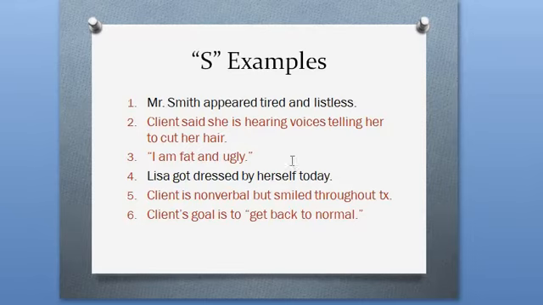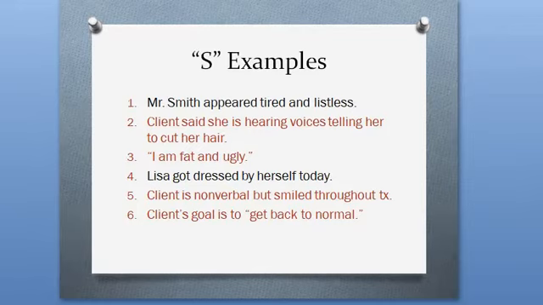Now, Lisa got dressed by herself today, and Mr. Smith appeared tired and listless. Those would belong in the assessment part. Actually, the Lisa got herself dressed today you could put in the objective part too, because that's something objective that happened. It's factual, so we can talk about that in a minute. But they can both appear in the assessment part too.